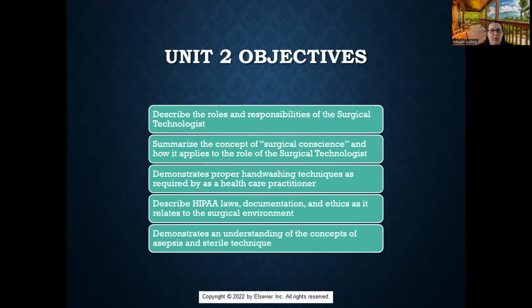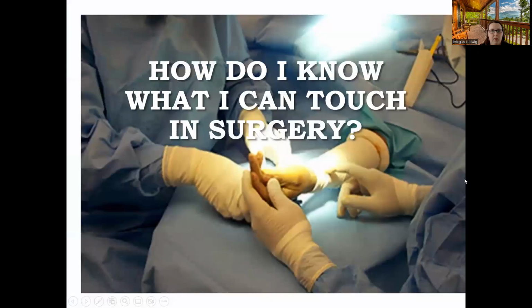We're going to talk about surgical conscience and how it applies to you, what that term means. We're going to demonstrate proper hand washing techniques. So one of your assignments is to demonstrate that for me in a video. If you have any comments or concerns about that, please just send me an email. We can work something out. Talk a little bit about HIPAA laws and ethics. Again, we talked about that in Unit 1. And then talking about the concept of asepsis and sterile technique and what those terms mean.